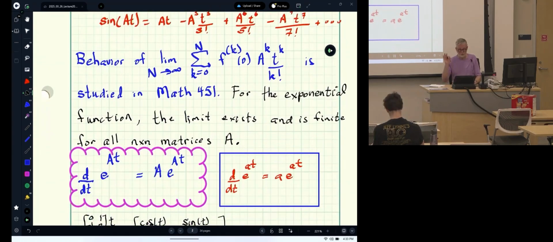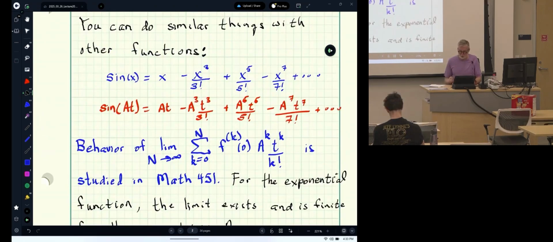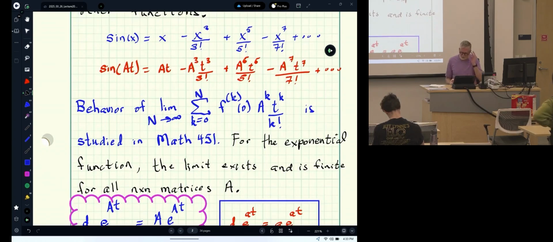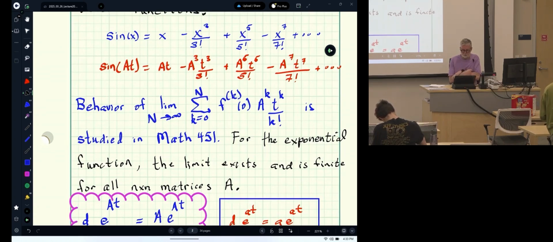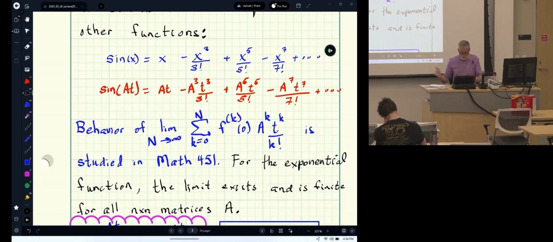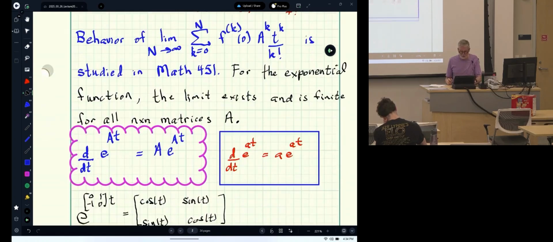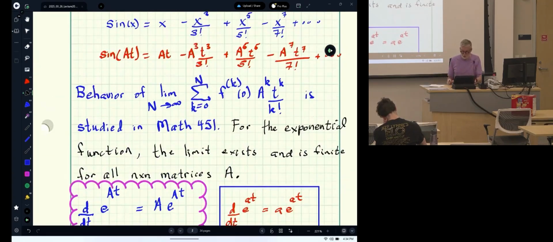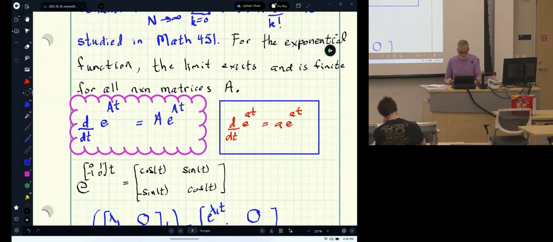Now what we're not studying in this course is the convergence of a Taylor series. That's done a tiny bit in Math 115, but really just a tiny bit. It's mostly done correctly in Math 451. And the key thing for us is that for the exponential function, that series converges for all x. So for the matrix exponential, it converges for all n by n matrices.